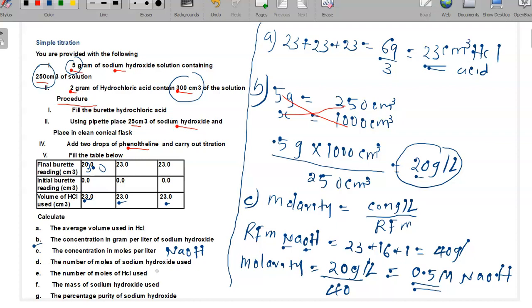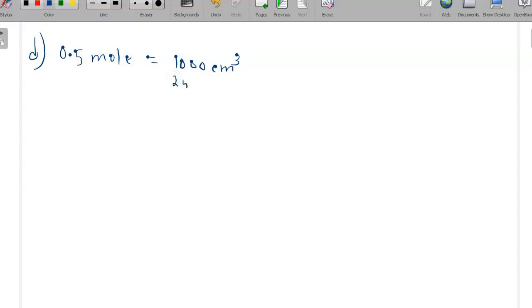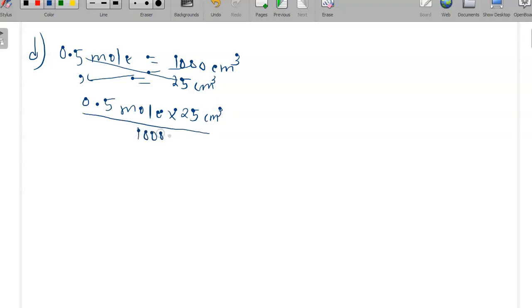We have part D, the number of moles of sodium hydroxide used. To get the number of moles of sodium hydroxide used, you use this new molarity that you got: 0.5 is equal to 1000. What about the volume used, which is 25 centimeter cubic? So let us add a new page for part D. Part D will say 0.5 mole is equal to 1000 centimeter cubic, because the molarity of any given value is always per 1000. What about 25? Where am I getting this 25? The 25 is the volume of sodium hydroxide used that I showed you in the pipette, the one that you are pipetting. Then cross multiplication: 0.5 mole multiplied by 25 centimeter cubic, over 1000 centimeter cubic.